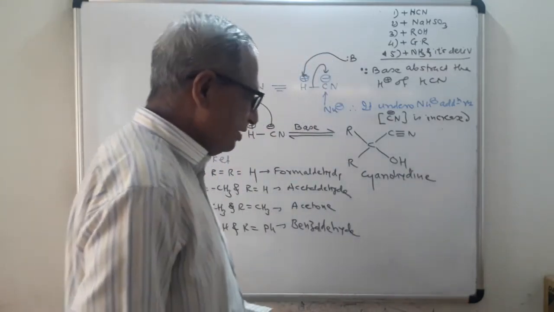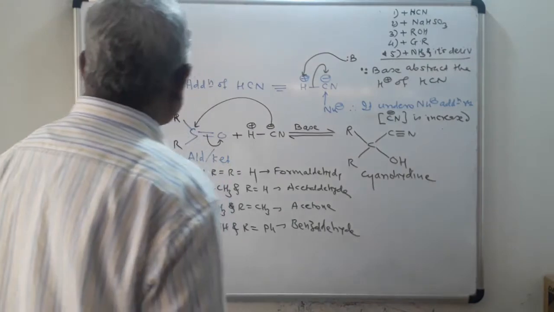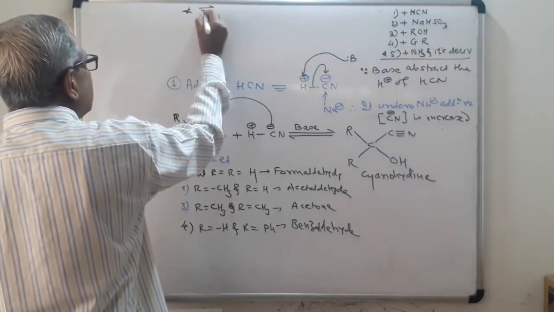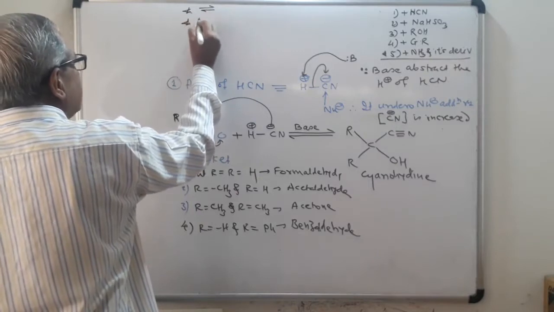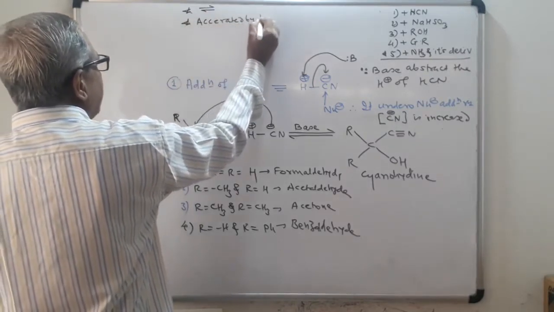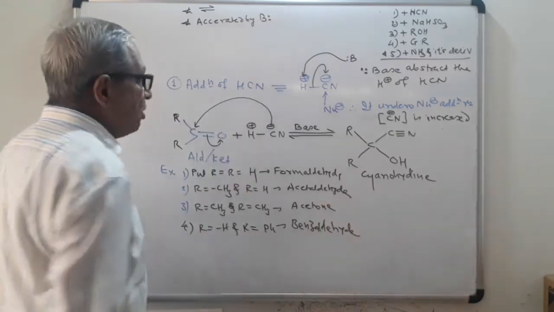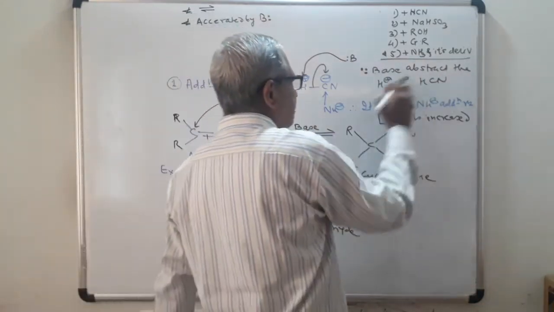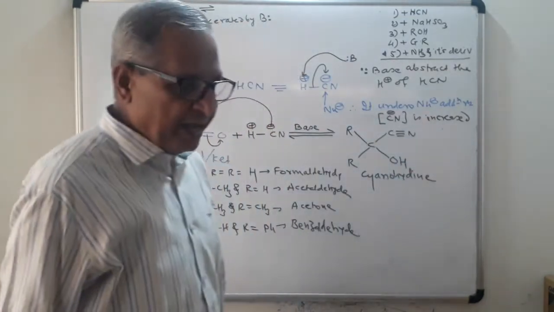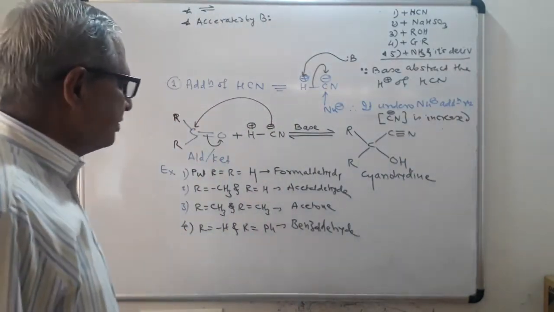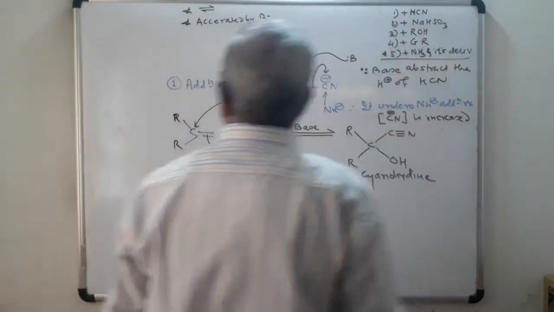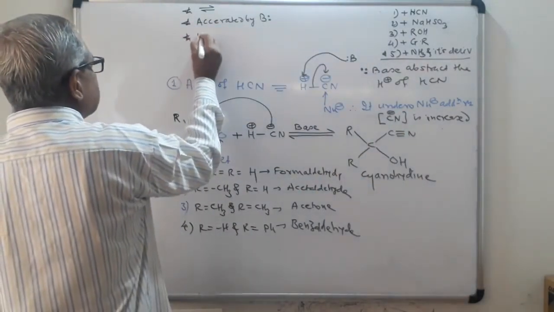So this is the point here. First question, it is a reversible reaction. Second question, this reaction is accelerated by base, because base attracts the proton of HCN and the concentration of cyanide ion is increased, therefore the rate of reaction is increased. Then third question, HCN is poisonous.